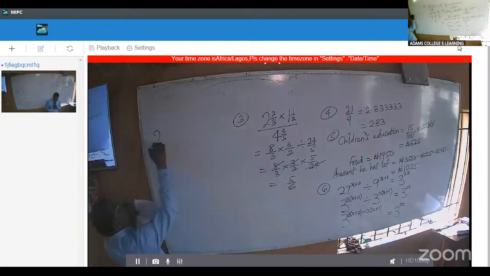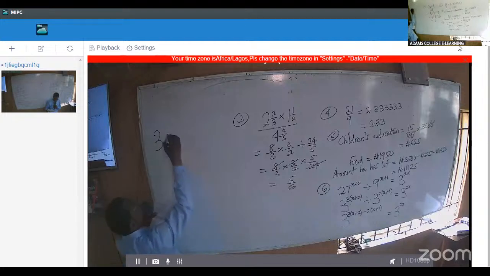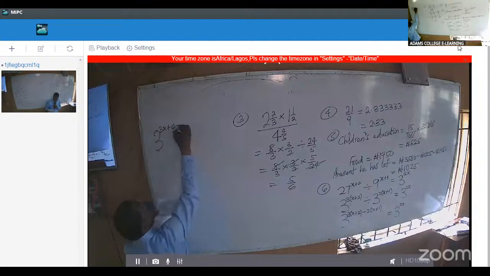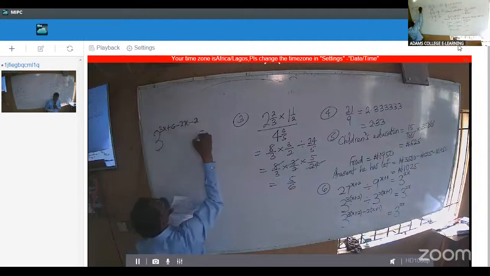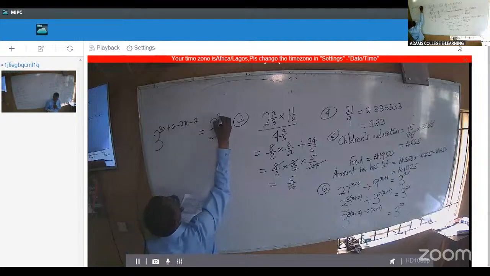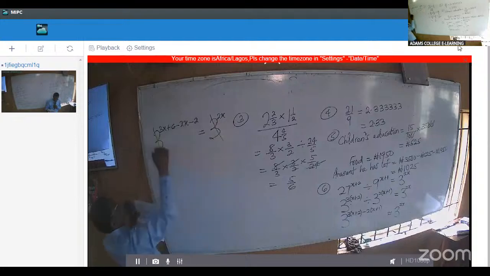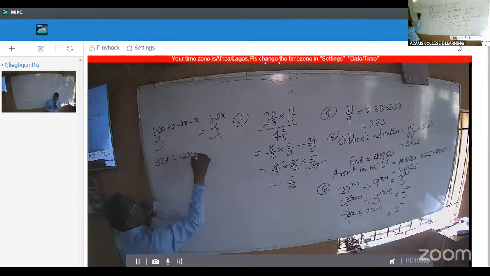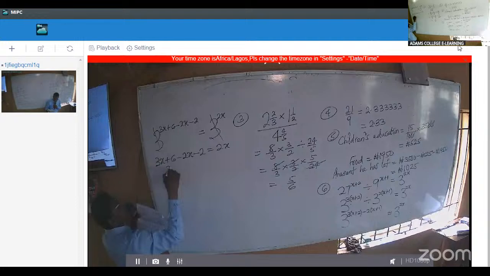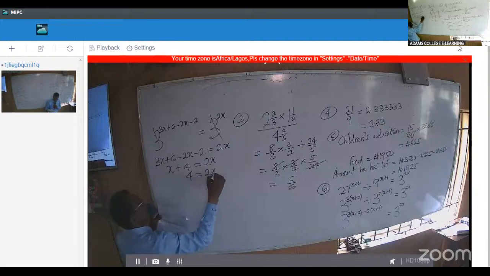Three raised to power open bracket 3 times x minus 2 times x minus 2, equals 3 raised to power what? You have 2x. What is 3x minus 2x? What is 6 minus 2? Collect like terms. 4 will now be 2x minus. So what's your x now? 4.